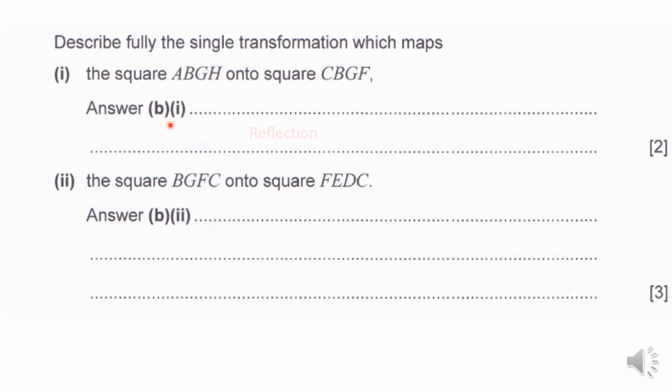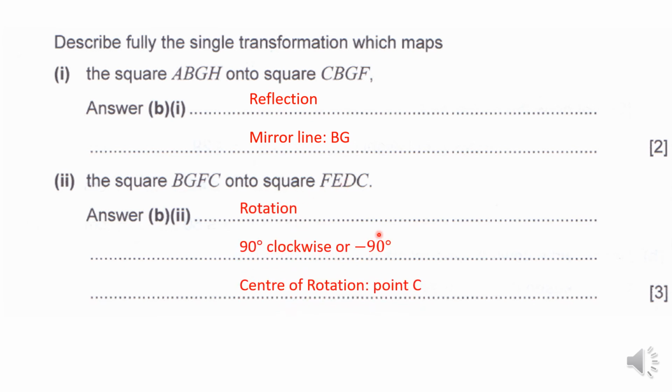The very first answer, you're supposed to describe. Then I have a reflection, that is the square ABGH onto CBGF, and the middle line happens to be BG there. And the square BGFC onto FEDC, obviously that was a rotation of 90 degrees clockwise, or you can simply write -90, and the center was point C.